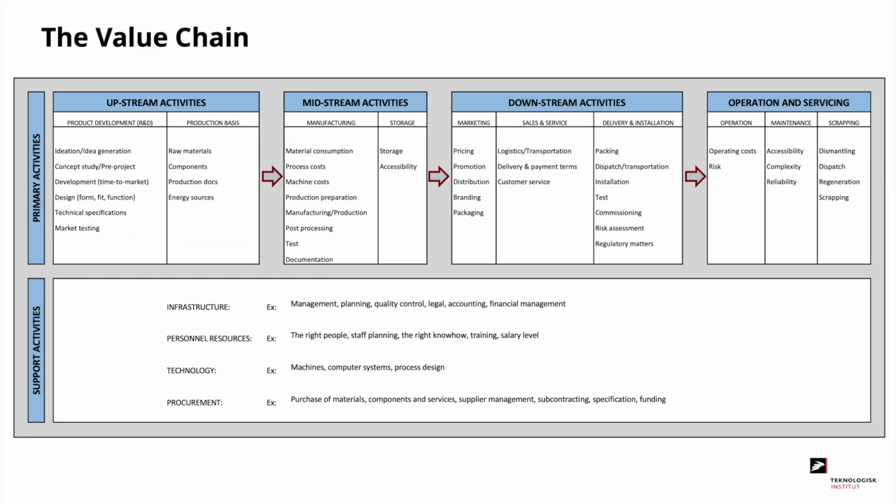In the video, you saw the different phases in the value chain, and they mentioned in the video that there are a number of activities that may vary from industry to industry. I will not go into details with each activity, but they relate to the different phases of the value chain: upstream activities, midstream, downstream, and operation and servicing. At the bottom you have the support activities. They are needed to be able to fulfill the activities listed here under primary activities.